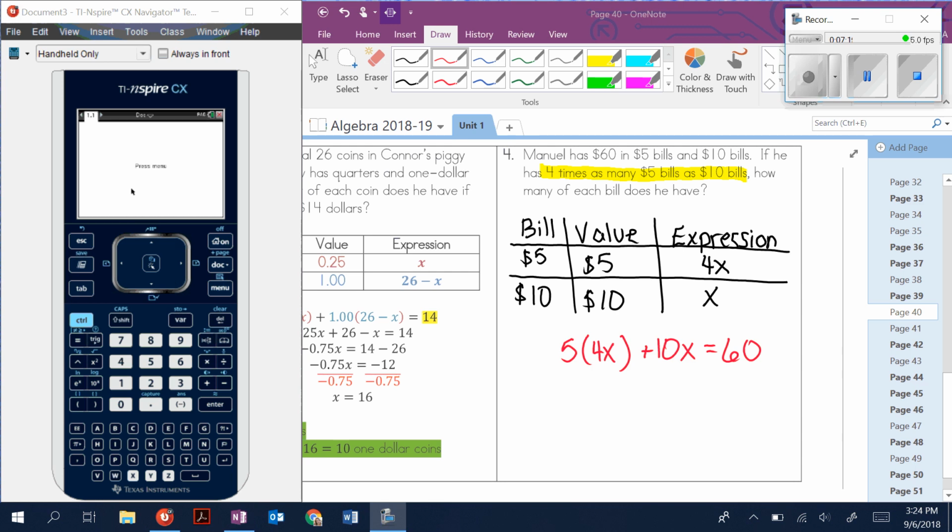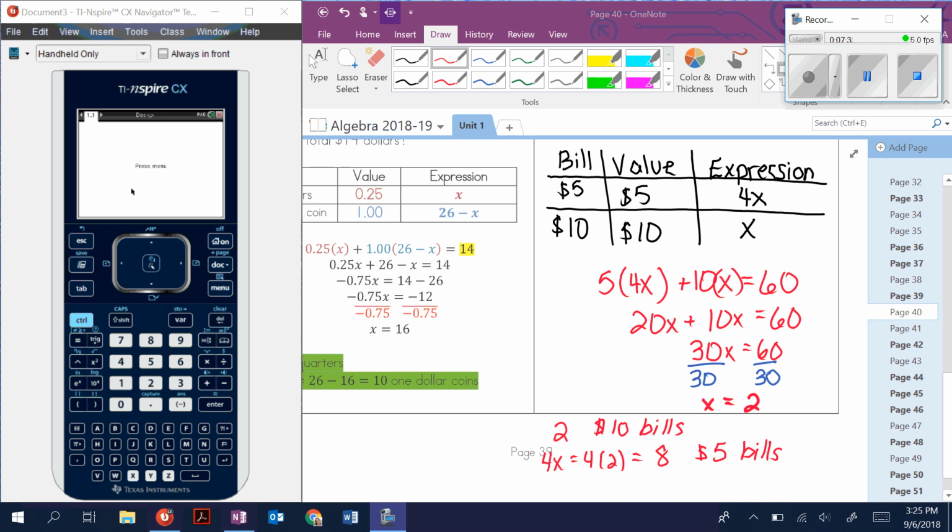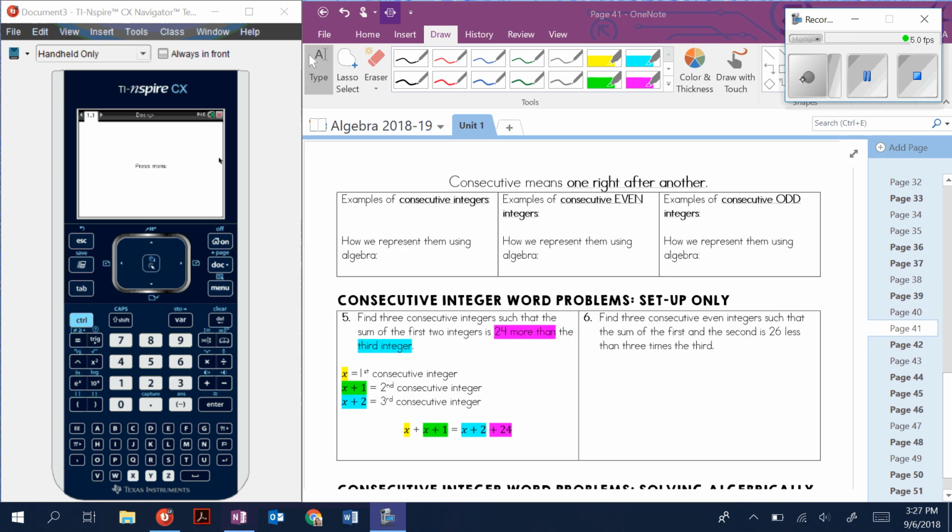How does yours look? Hopefully like mine. You probably could have put parentheses around this x if you wanted to, because I did tell you parentheses are important. Okay, cool. Pause that video again and solve it. All right, let's see how this looks. I found out that x is equal to 2, which means there are 2 $10 bills. And then 4x, so 4 times 2 is 8, means 8 $5 bills, for a total of 60 bucks. All right, let's move on to a different type of word problem.